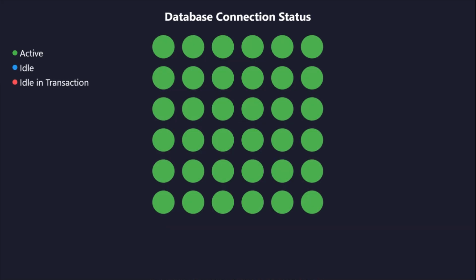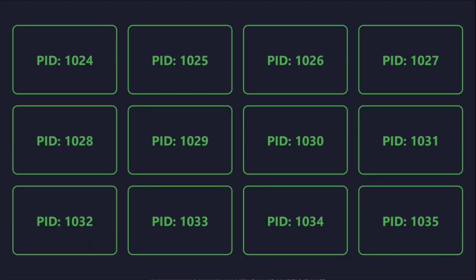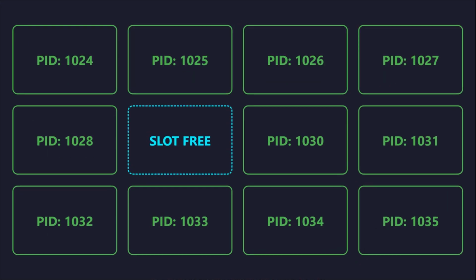Filter your activity query for sessions in the state idle in transaction. These are the primary culprits holding locks and consuming connection slots. Use the function pg_terminate_backend with a specific process identifier. This forcefully closes the connection and frees the slot for active traffic.